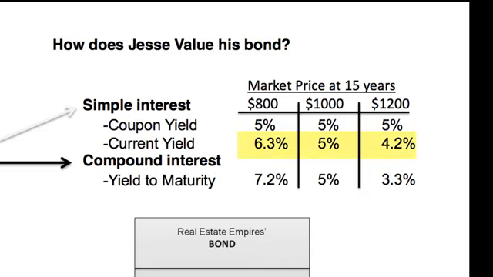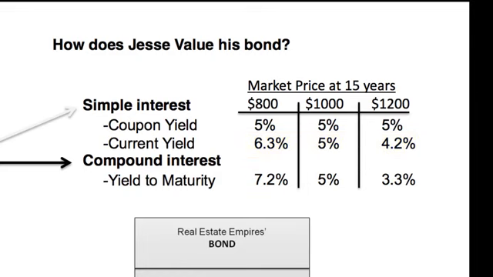So let's look at the current yield. To figure out the current yield, we're taking the coupon payments for 1 year and dividing it by the price that you're paying. And as you can see, the first one for $800 was 6.3%. For the $1,000, it was 5%. And for $1,200, it was 4.2%. Okay, but those aren't the real numbers, and we know that.